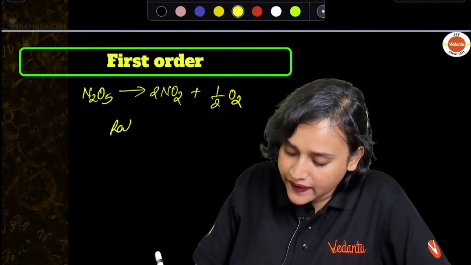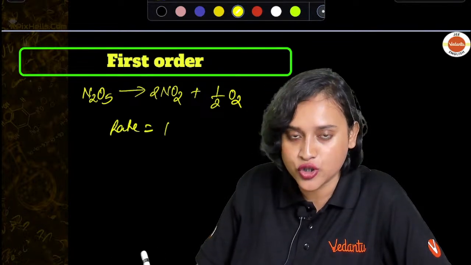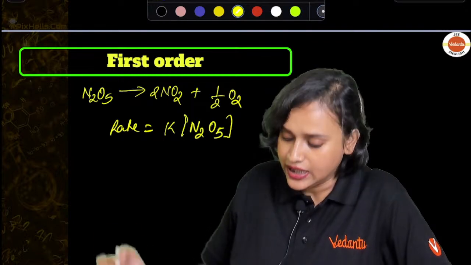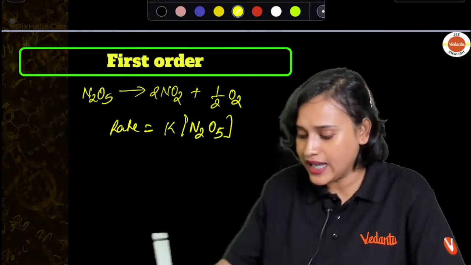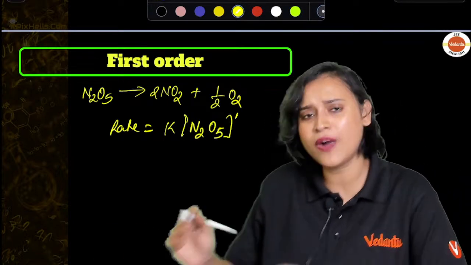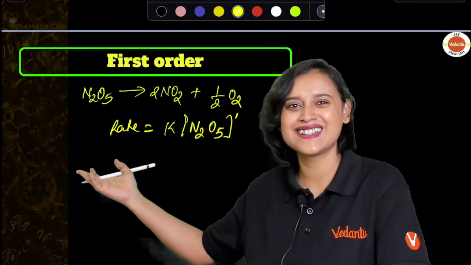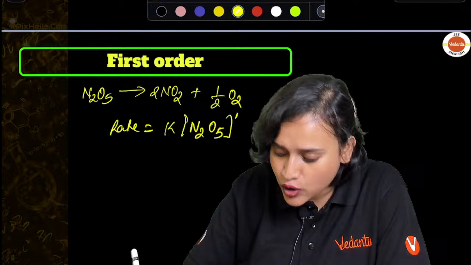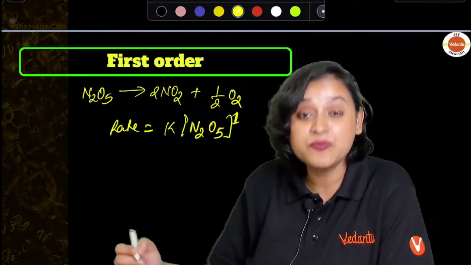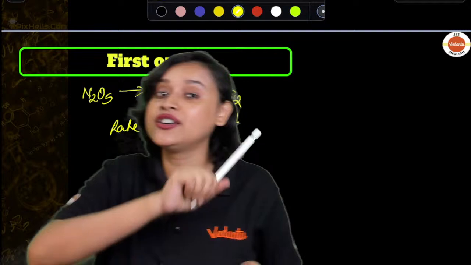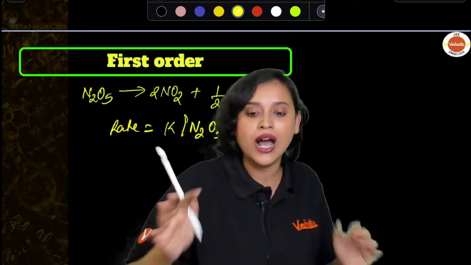So here, my rate is supposed to be K times N2O5. Now, let us say that we want to write 1 here as the exponent. Why are we writing 1? Remember, the exponents, once again everybody, are experimentally determined. You cannot calculate them.